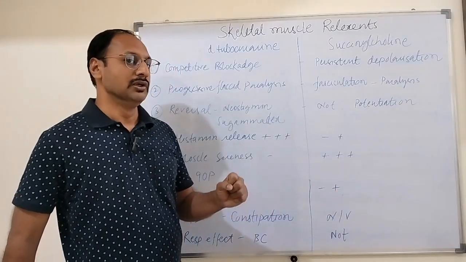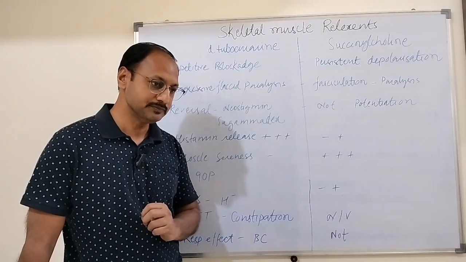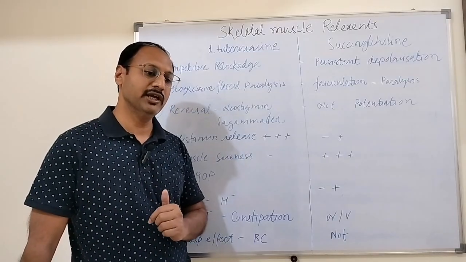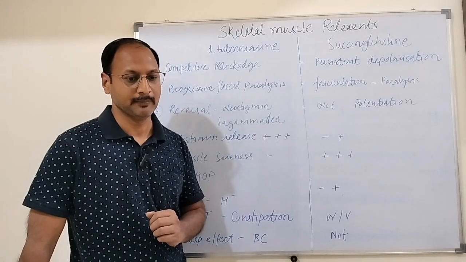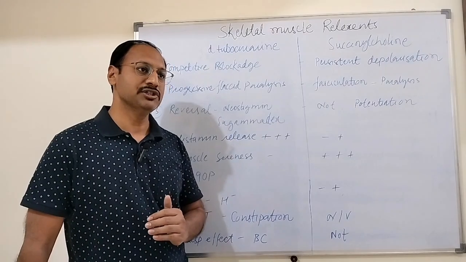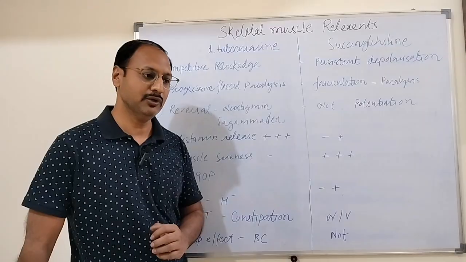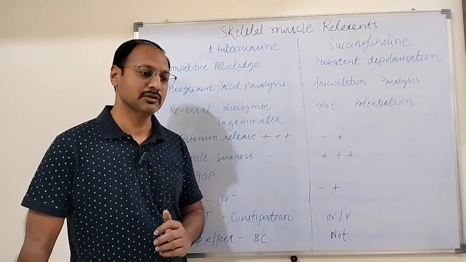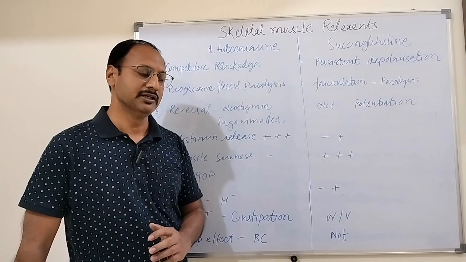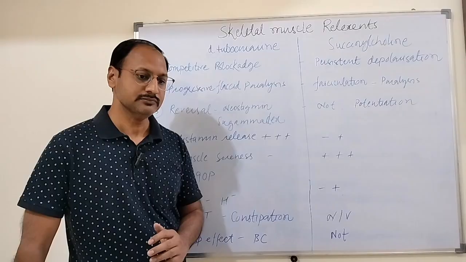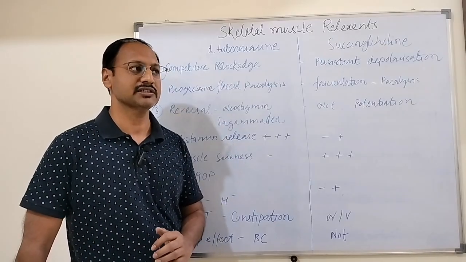Now come to important uses of peripherally acting skeletal muscle relaxants. Number one, they are used as adjuvants during surgical anesthesia to obtain relaxation of skeletal muscle, so that operative manipulations, orthopedic manipulations, and abdominal surgeries become easier. Number two, these drugs are also used prior to electroconvulsive therapy to prevent trauma. Number three, these drugs are also used in certain spastic conditions like tetanus or status epilepticus.